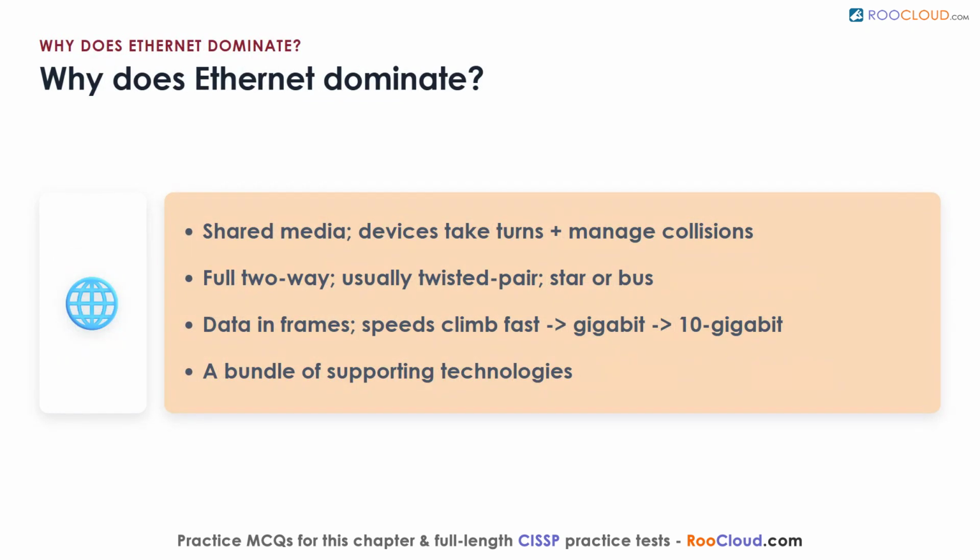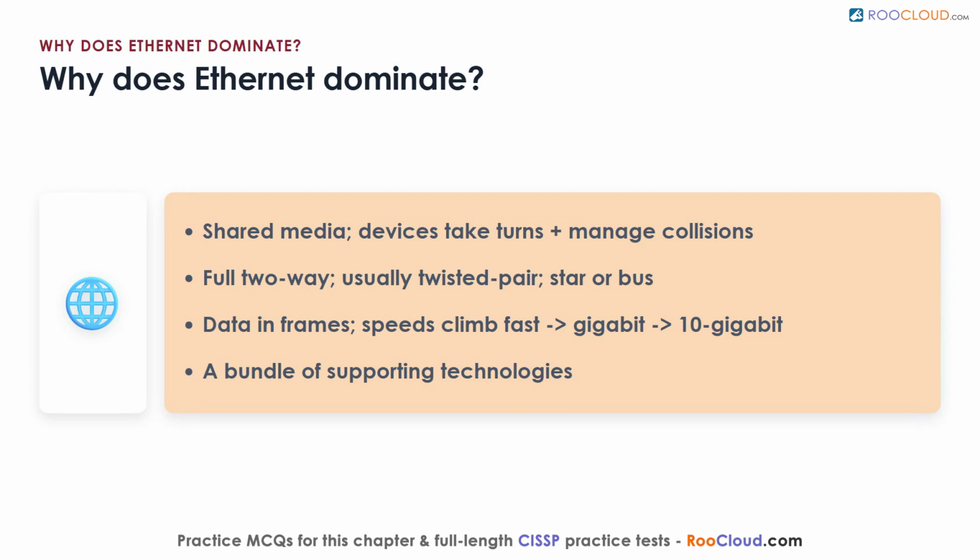Why is Ethernet the dominant local technology? Because it is a proven, shared media approach that just works. It lets many devices share one medium, but requires them to take turns and manage collisions, using broadcast and collision domains. It supports full two-way communication, usually rides twisted pair cabling, and typically deploys as a star or bus.